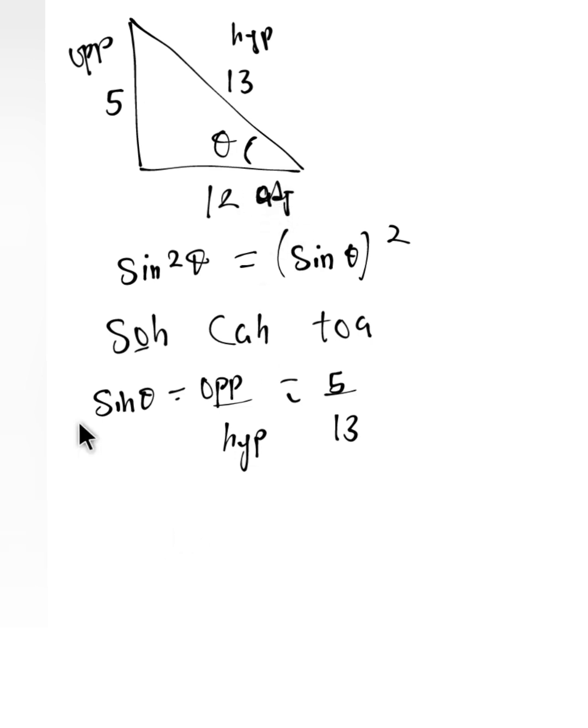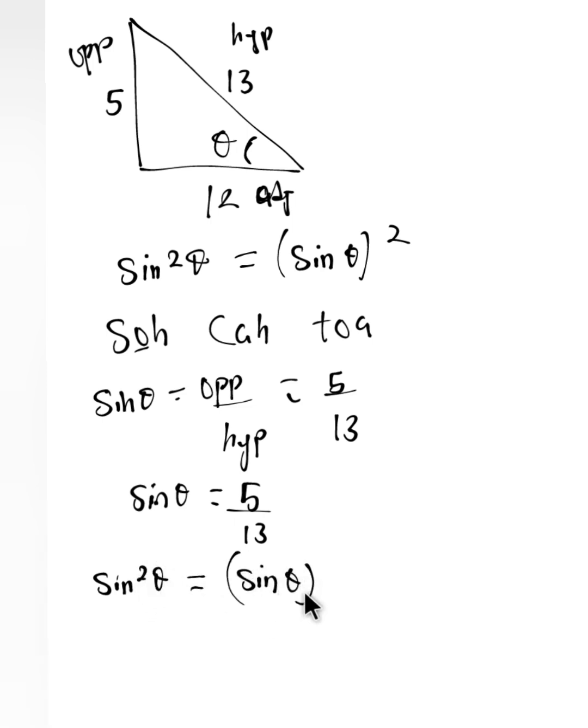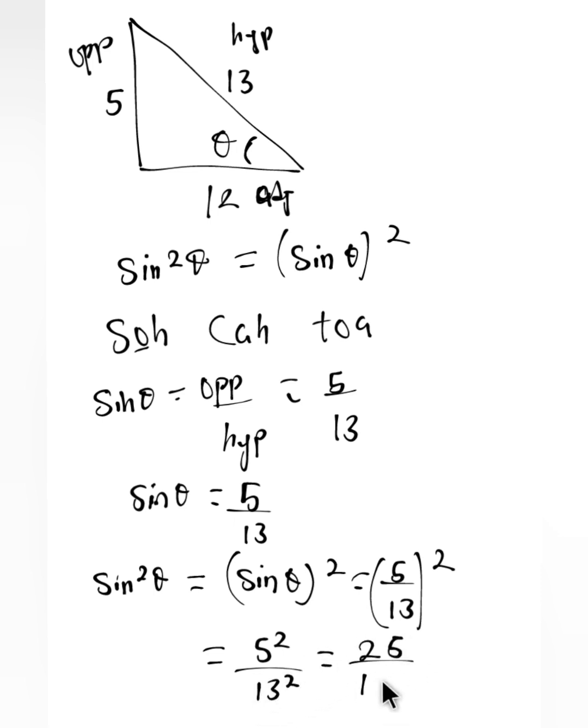So we have that sine theta is equal to 5 over 13. And so sine square theta, which is equal to sine theta all square, will be equal to 5 over 13 all square, equal to 5 square over 13 square, equal to 25 over 169. And that is for sine square theta.